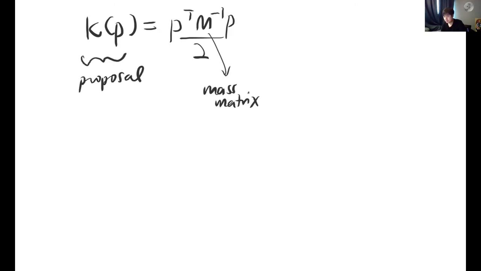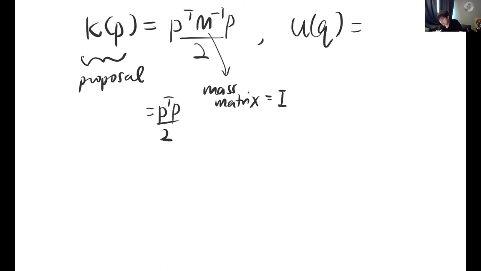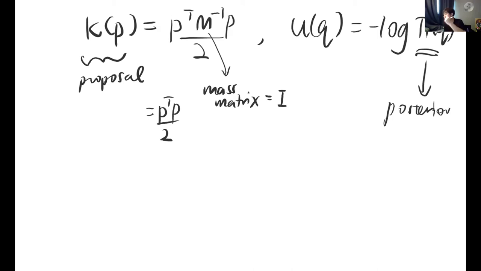And this one, typically we treat it as 1, just so things are easy to write down, and there's some nice things you can do when it's easy. In practice, we just treat it as the identity matrix. So we can just think of it as P transpose P over 2. And your U(q) is equal to your negative log pi. Yes, so this is where it comes in. So your density, your target posterior, you take the negative log of that, that is your potential energy, okay?